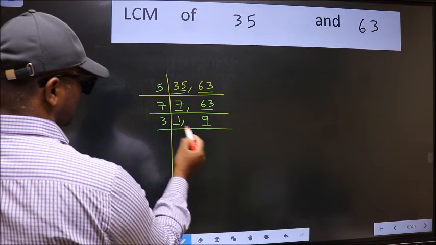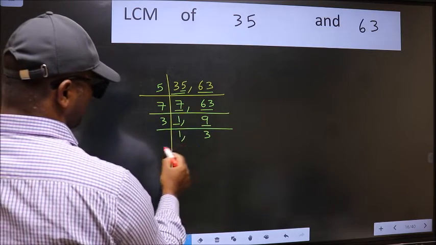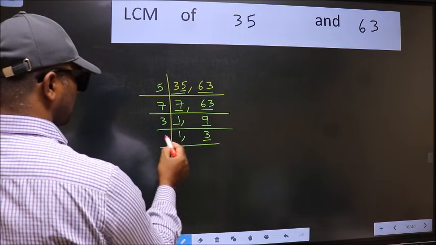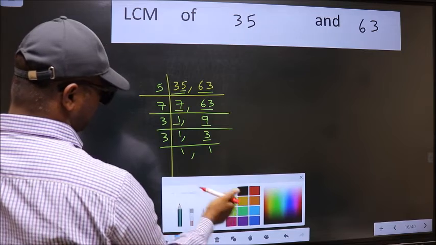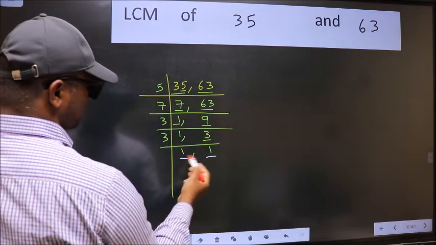9 is 3 threes are 9. Now here we have 3. 3 is a prime number, so 3 ones are 3. So we got 1 in both the places.